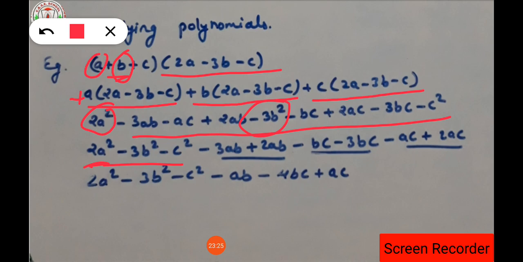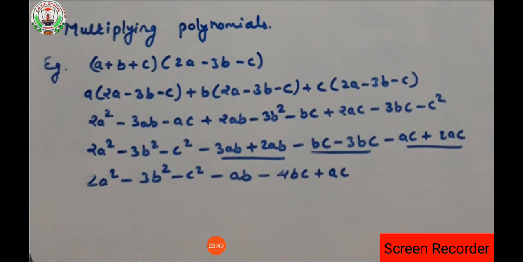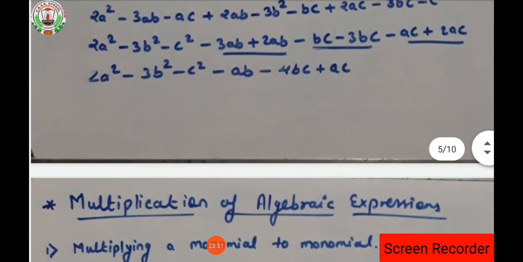Then the next one is minus 3ab, and one more pair will be there for the 3ab, that was plus 2ab. Then the next one is minus bc, that will make the pair with which number? Minus 3bc. Then 2ac will make the pair with minus ac. In this way we have to make the pairs and solve the equation. Clear everyone?